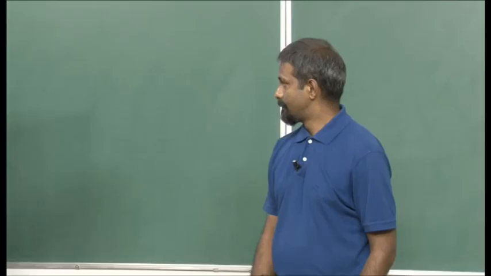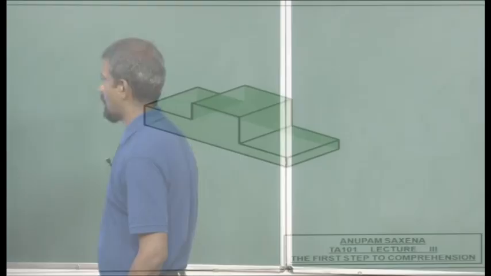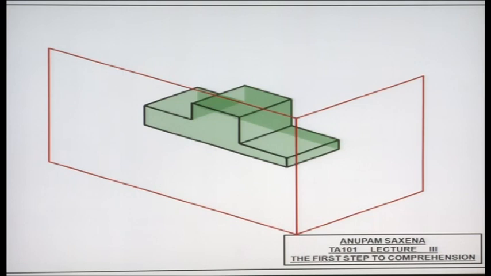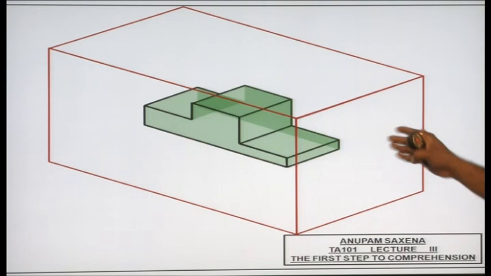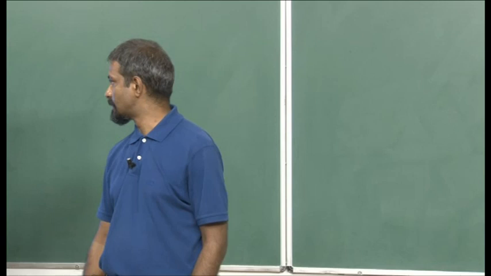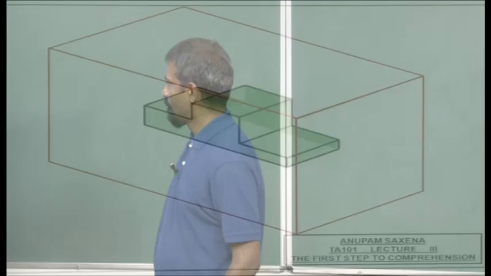Now, let us imagine that we have an object over here, and that is enclosed by let us say a glass box or a box or maybe just three planes. You know, this vertical plane here, the vertical plane here, the horizontal plane here, and all these three planes happen to be mutually orthogonal or perpendicular to each other. Okay. Now, just follow the animation.